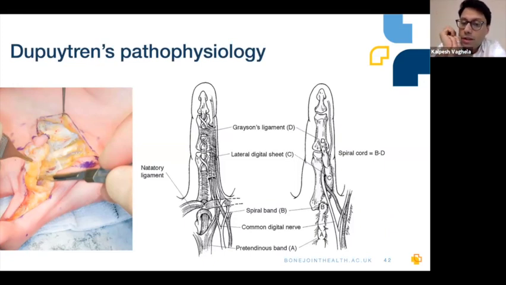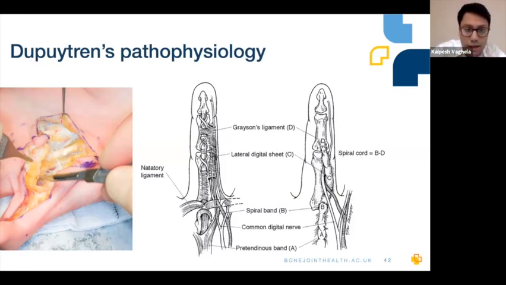And then as they go into the fingers, they can cause spiral bands. And the key thing about these is that they can cause displacement of key structures into abnormal positions. So it's something that you should be aware of. And as these progress, they can cause contracture of the MP joint, the PIP and DIP joint.